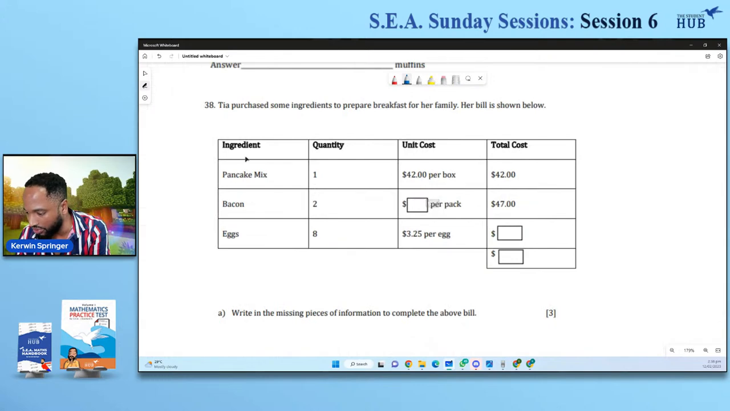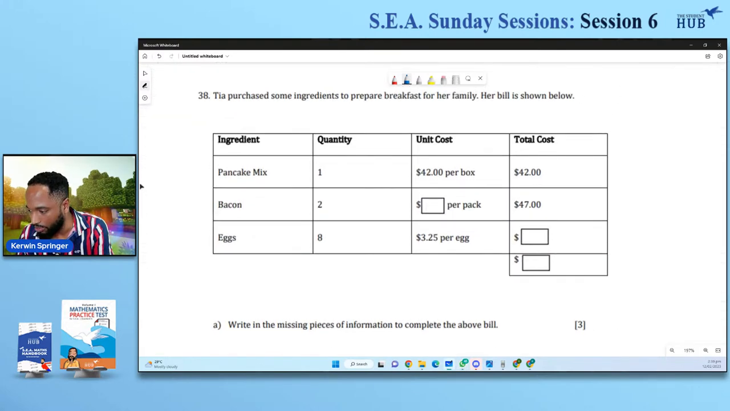Tia purchased some ingredients. Can you all give me the answers for this one? Tia purchased some ingredients to prepare breakfast for her family. Her bill is shown below. Bacon, she have 2 bacon. What she mean by bacon? Like the 1 strip of bacon or the bacon pack? So you'll need to divide this by 2.